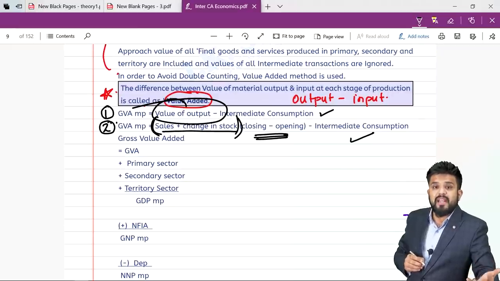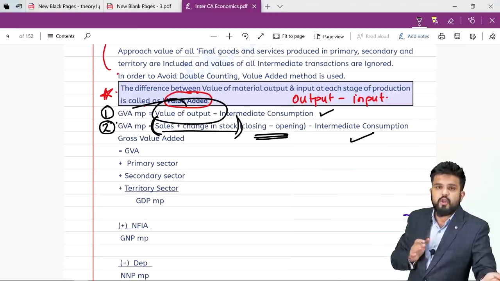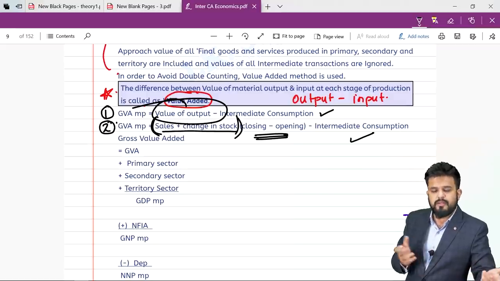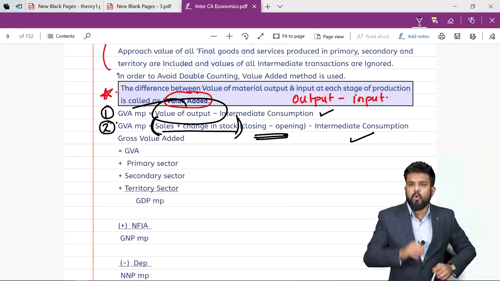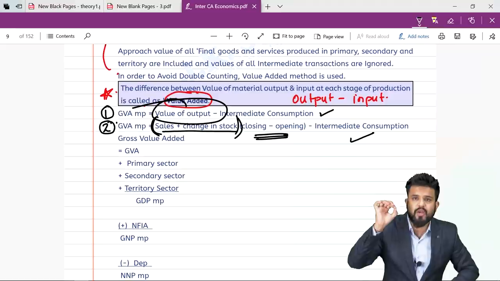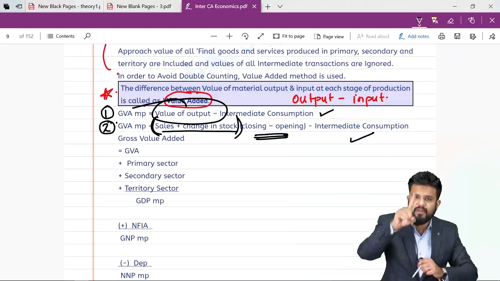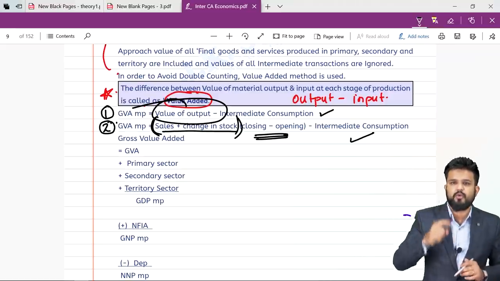So how to identify which formula is to be used? In a numerical sum, if sales figures, opening stock, closing stock and intermediate consumption are given, you will easily make out that the second formula is to be used. If only value of output and only value of intermediate consumption are given, use the first formula: minus, and you get the answer.